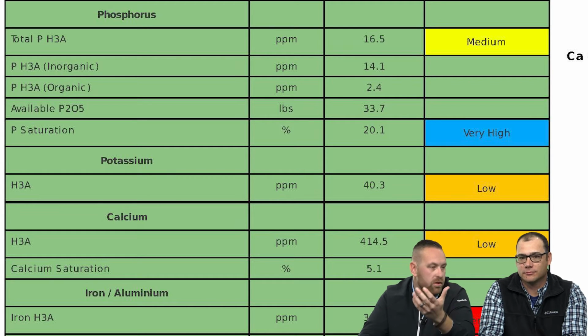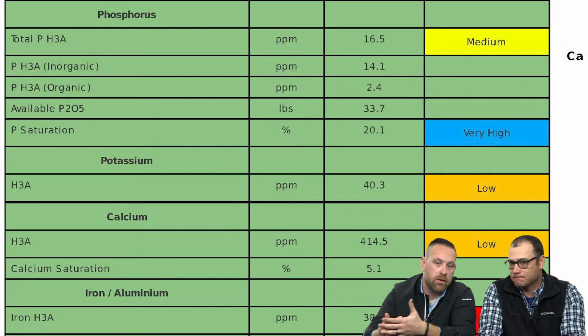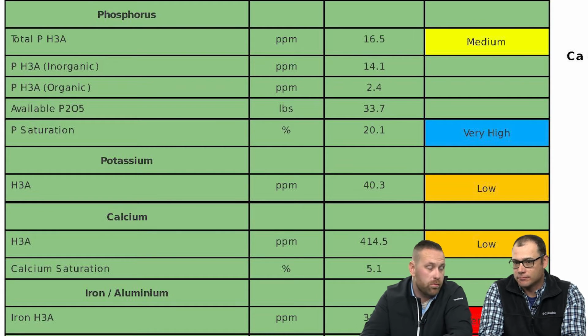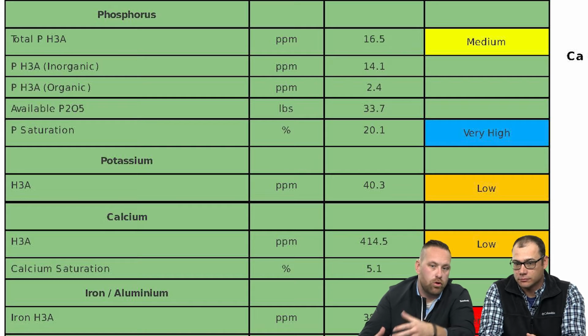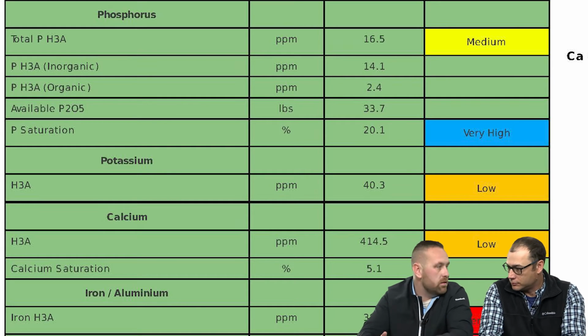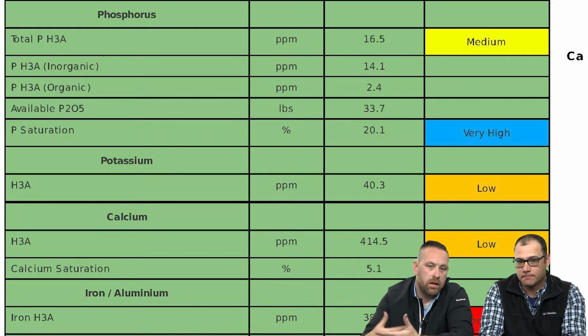We know that phosphorus is negatively charged, which makes it what? An anion, right? We know that calcium is a positive charge, which makes it a cation, right? We also know that iron and aluminum are also cations, right? So that number is looking at your total available P divided by your calciums, iron, and aluminums to show you how much of that is available, right? What percent is available that's not going to be tied up.